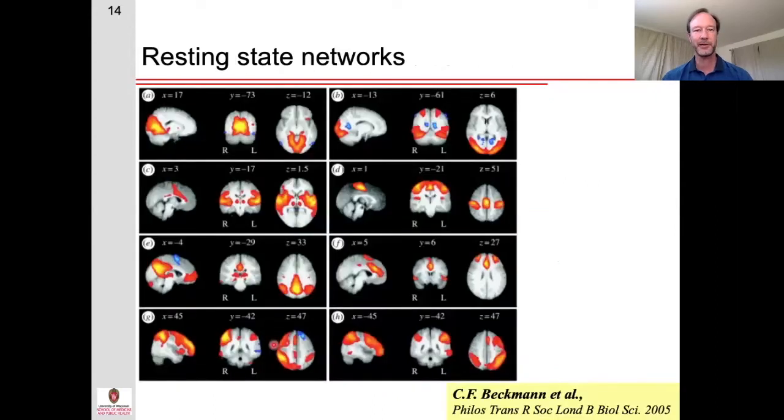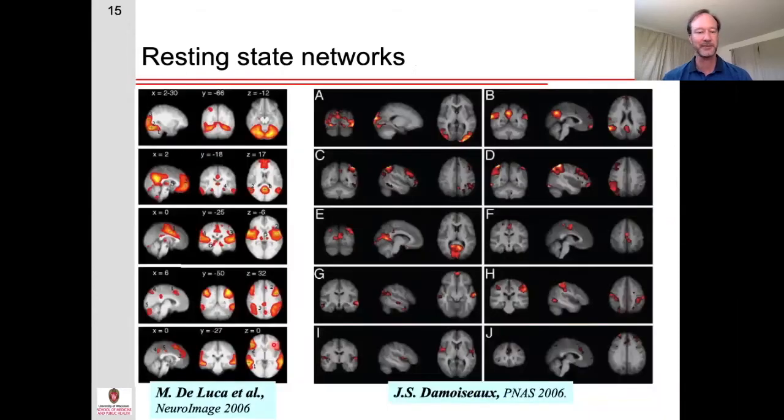And in fact, there are a number of resting state networks that can be reliably observed. This is an image from Christian Beckman showing 8 different networks. I've sometimes heard this referred to as the Beckman 8. That consistently are observed across individuals. And similarly, some studies from DeLuca and Demoiseau also showing similar reliable networks that can be observed across individuals.